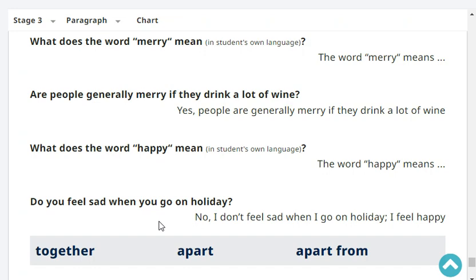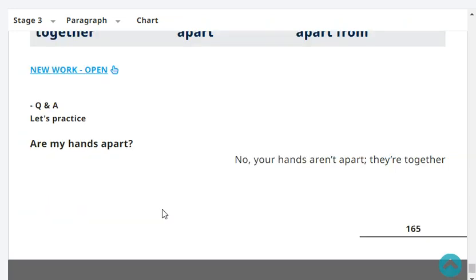Do you feel sad when you go on holiday? No, I don't feel sad when I go on holiday. I feel happy. Very good.